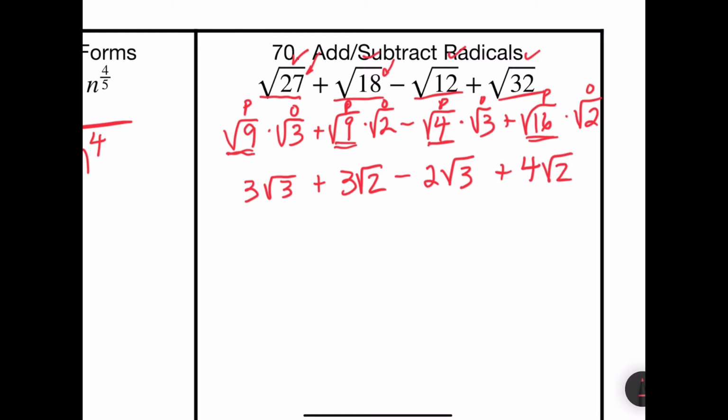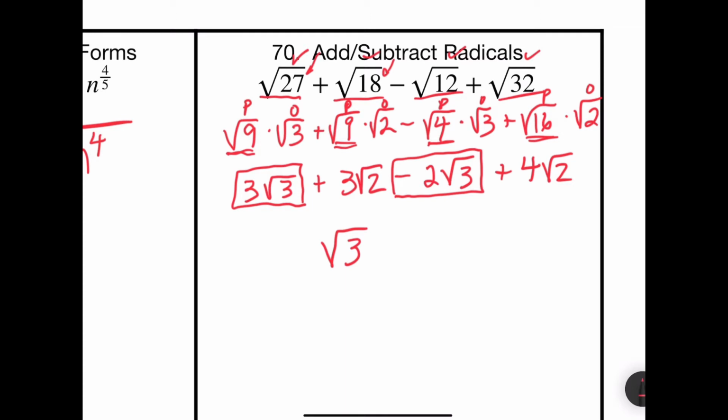Now we can go ahead and add and subtract. It's very similar to combining like terms. Just like we could only add variables with exponents that were the same, we can only add radicals that are the same. So I would have 3 times the square root of 3 minus 2 times the square root of 3, or 3 square roots of 3 minus 2 square roots of 3 would be 1 square root of 3. And I don't need to write the 1 in front.